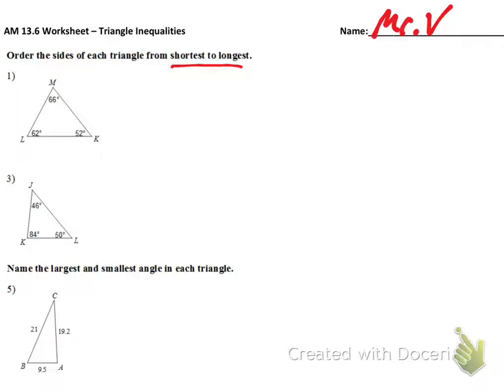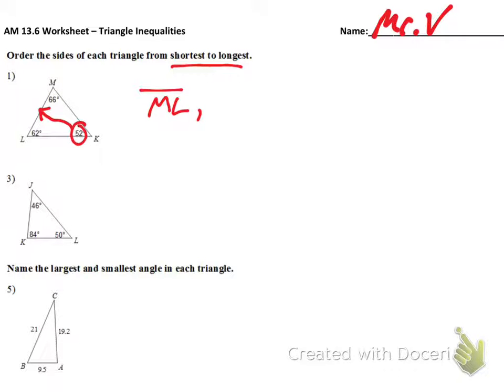It says, order the sides of each triangle from shortest to longest. So as we learned, the angle correlates to its side. So the smallest angle, its opposite side would be the smallest side. So our smallest angle in number 1 is 52, so that would mean our smallest side is ML.